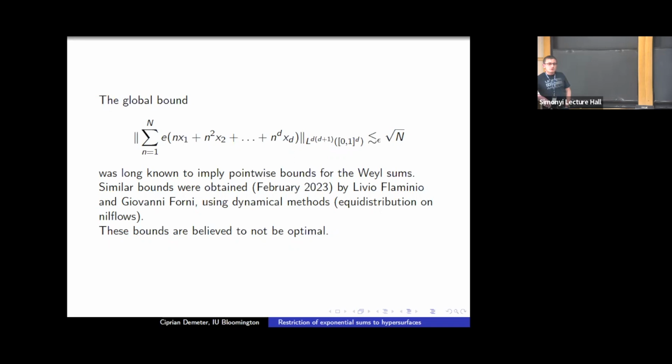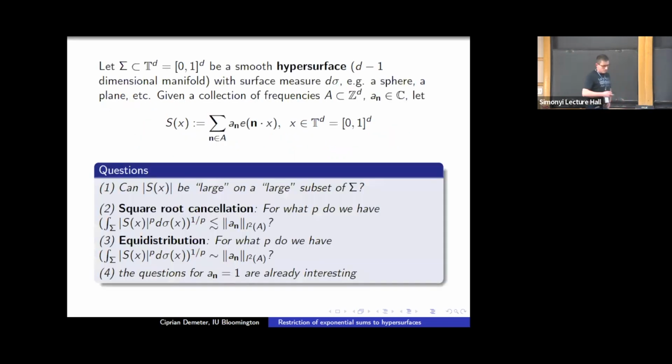So as I said, these bounds are not optimal, and I advertise this as the opposite end of the spectrum. Looking at the global behavior on the torus, integration is somewhat easy. Understanding the restriction to points is difficult. So what lies in between? Well, here's one way of looking at the intermediate problem.